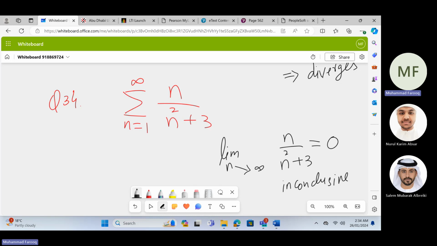If you combine LCT and DCT, how much is 3 plus 2? 5. Yes, so right now you have 5 different methods to learn to check whether a series converges or diverges. Anyway, DCT and LCT come again in 9.4, okay?